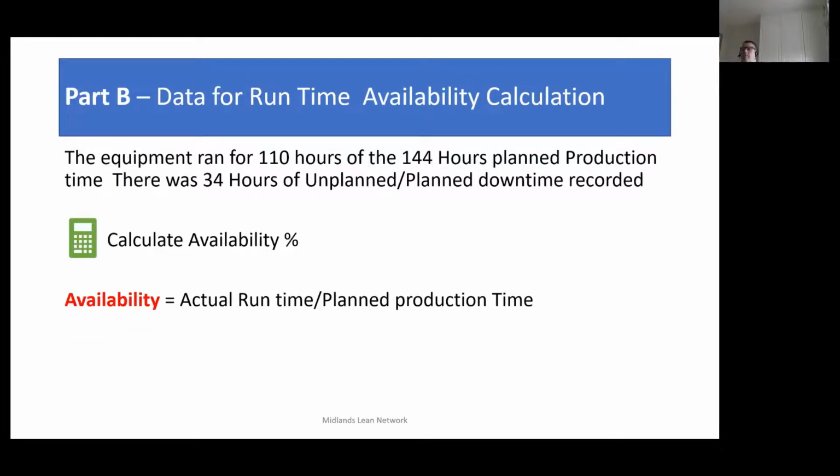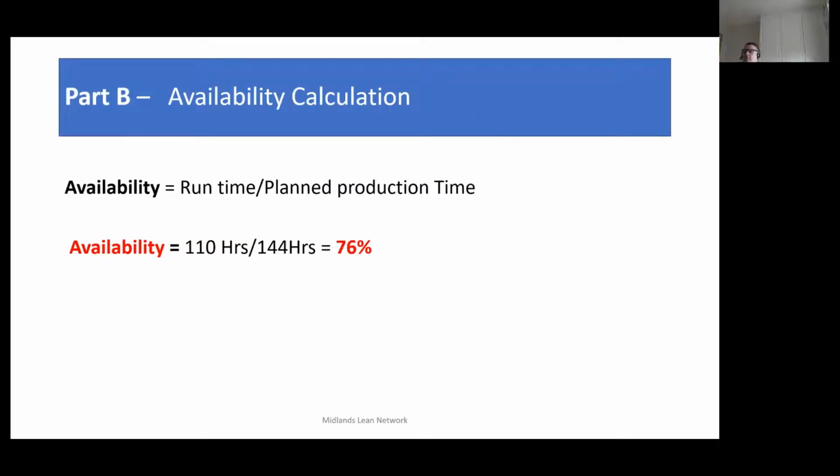Okay, fine. So part B then, we're going to see how do we actually do versus that planned production time. In this particular case, we had 144 hours of planned production time when we took away our breaks and everything like that, and it actually ran for 110. So the availability, the A figure, this is the first major figure, is the actual run time divided by the planned production time. So we ran 110 out of 144 hours. It's 110 hours divided by the 144. So our A figure here is 76%.